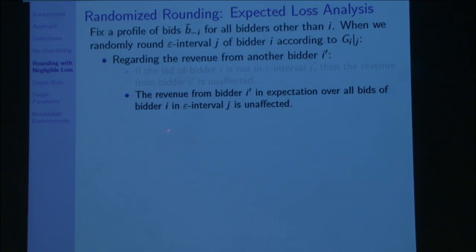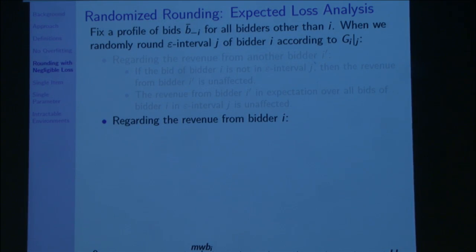And what happens if Mark's bid is in epsilon interval j? We claim that in expectation over all of the bids of Mark from epsilon interval j, the revenue from any other bidder is unchanged as well, right? Because to determine the revenue from another bidder, we either use Mark's bid or Mark's resampled bid. It has the exact same distribution, so the revenue from another bidder would be the same.